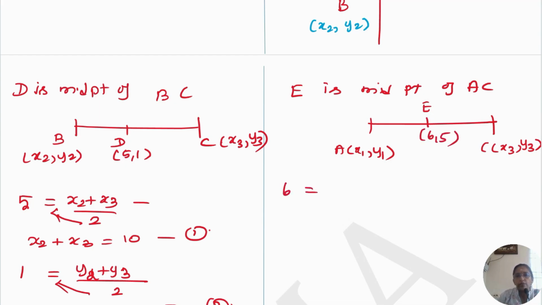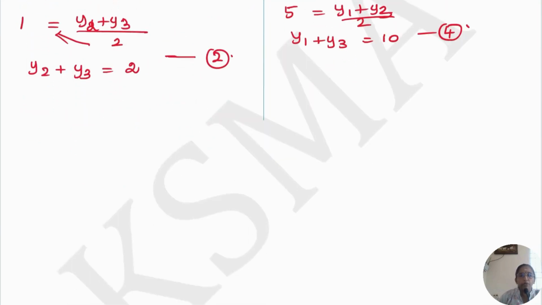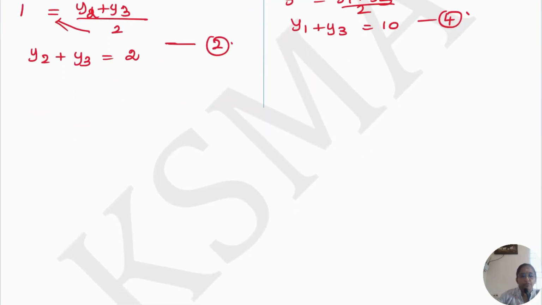So the x coordinate value 6 is equal to (x1 plus x3) divided by 2. So x1 plus x3 is equal to, do your cross multiplication, 12. So this is our equation number 3. And for the y coordinate, (y1 plus y3) divided by 2. So now y1 plus y3 is equal to 5 twos are 10. So this is equation number 4. So now in the same way you have to calculate your F point also.